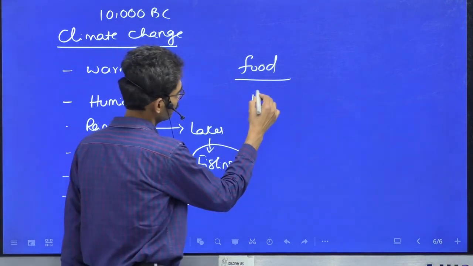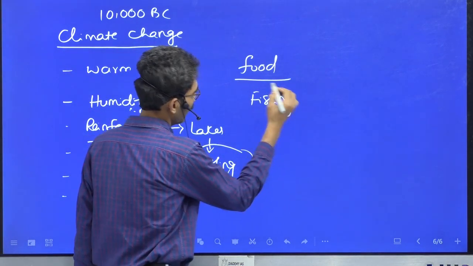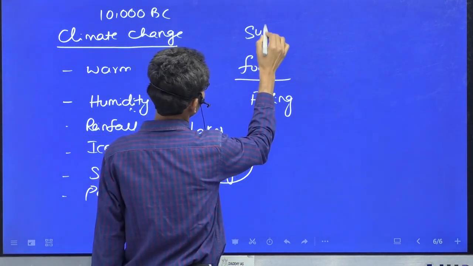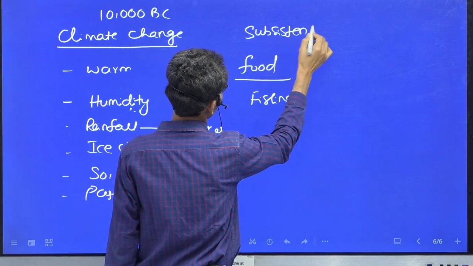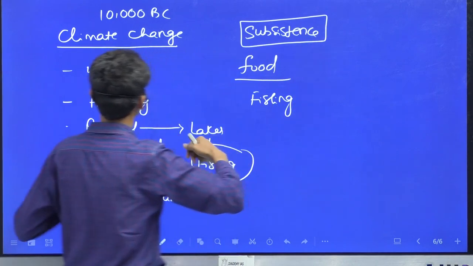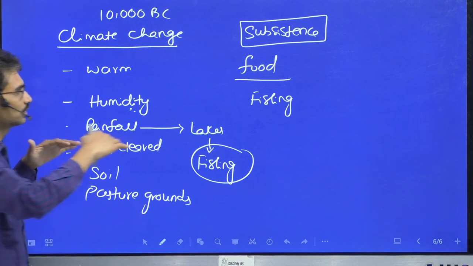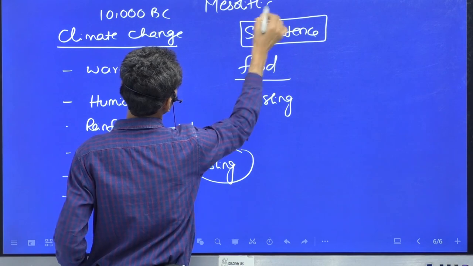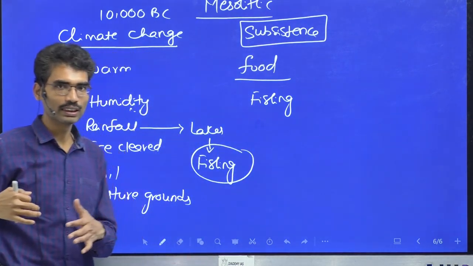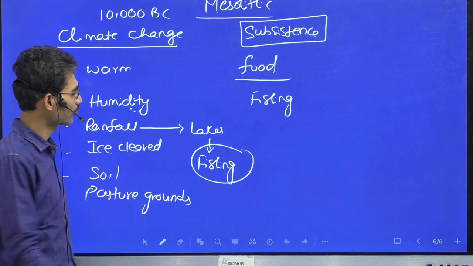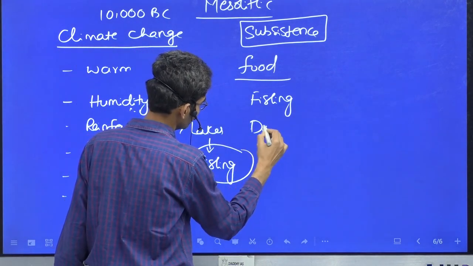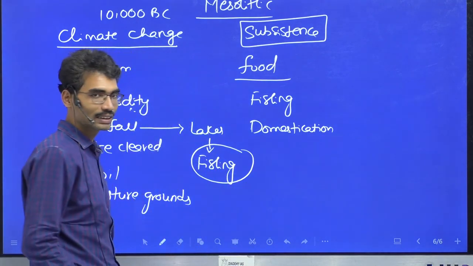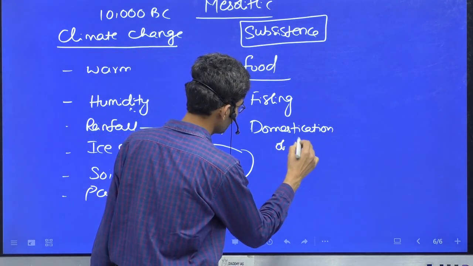Fishing became one important subsistence. So here, subsistence pattern. This age we call Mesolithic age. Mesolithic, Middle Stone Age. Fishing. People started domesticating animals, domestication of animals.